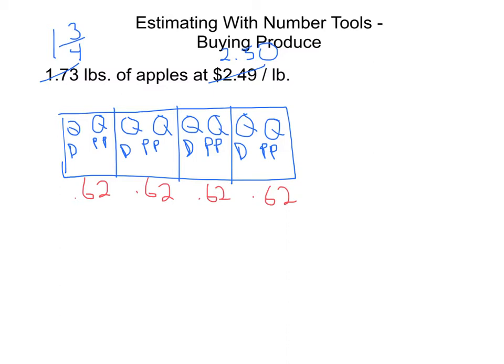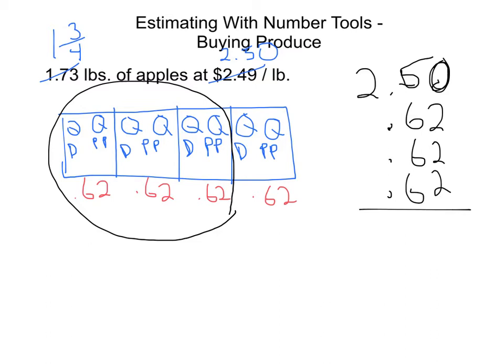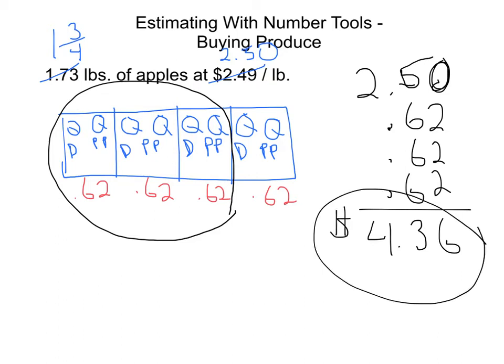Okay, so at this point, I see that I have my fraction bar, and I have 4 sections. Each one has 62 cents. Now, because I'm dealing with 1 3/4, that means I'm going to need 3 of them. So I have my 1 pound, which is $2.50. Then I have 3 groups of 62 cents. I add that up, and I end up getting $4.36. So that's the total that I'm going to need to pay about for my apples.